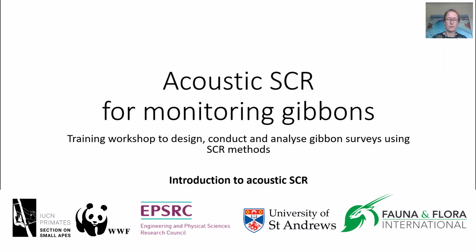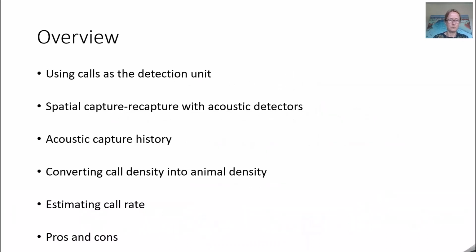In this lecture, we're going to go completely acoustic and focus on detecting calls instead of animals. So now we'll use calls as the detection unit. We'll talk about spatial capture-recapture using acoustic detectors. We'll learn how to set up an acoustic capture history and how to turn call density into animal density. This requires estimating call rate, which we'll talk about how to do. And last, we have some pros and cons of acoustic versus visual surveys and calls versus animals as the detection unit.